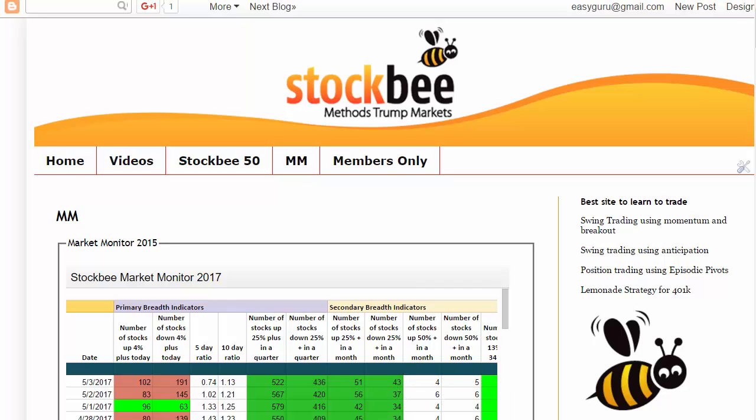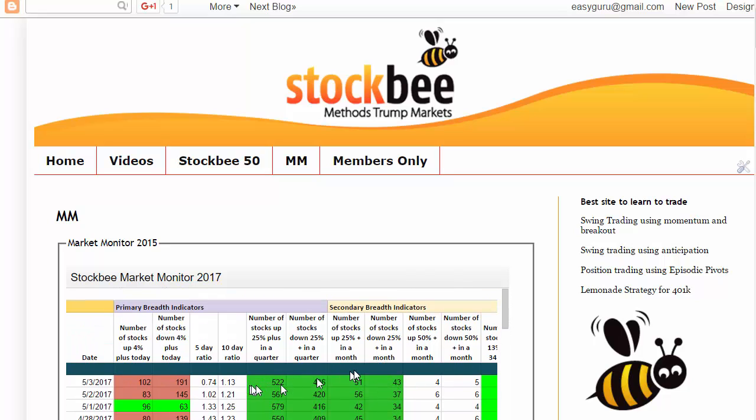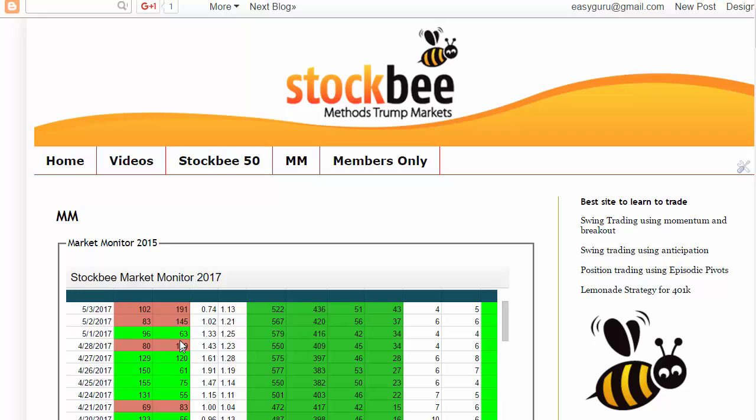And similarly, you can look at the other breadth indicators on various time frames, but the real thing is that you will see that in the last 5 or 6 days, the breadth has been deteriorating. You had 3 negative days in the last 4 days, and there was 1 positive day, which is 129 and 20, while you had 191 stocks, 145, 139 stocks, which are down 4% in the last 5 days.